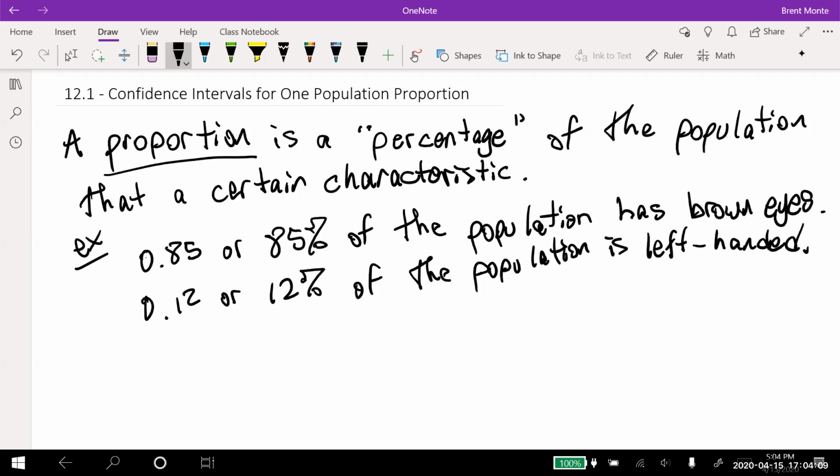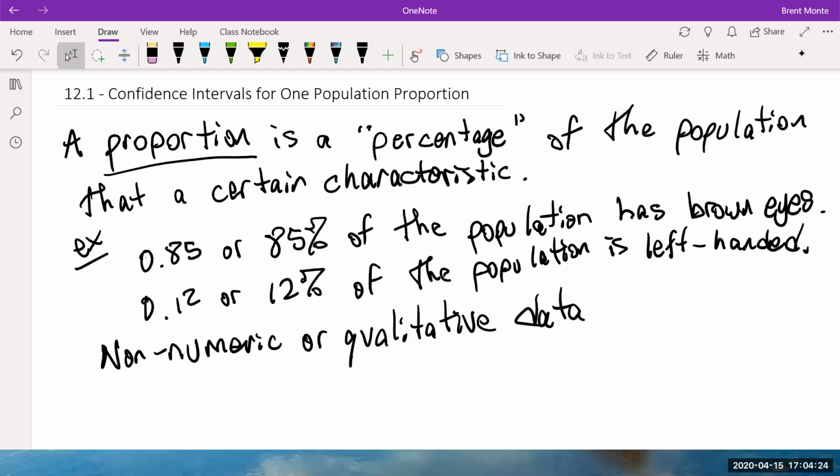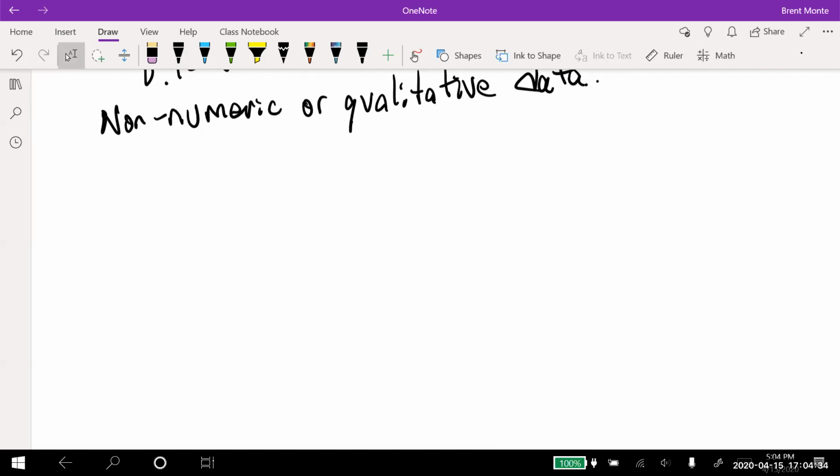So this is not numeric data. This is non-numeric data, or we often call it qualitative data. Okay, so that's the big change between the last several sections we've done and this chapter. This chapter is all about proportions. And so let me give you a little bit of notation.